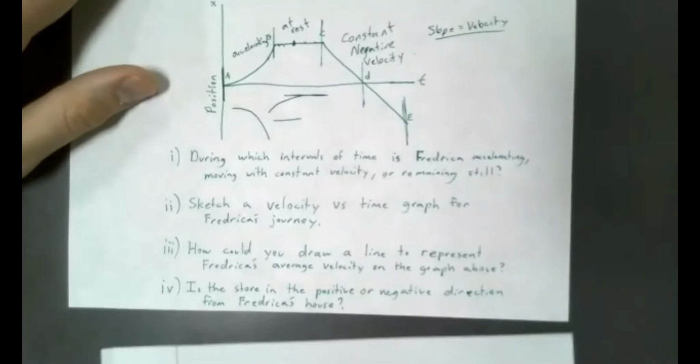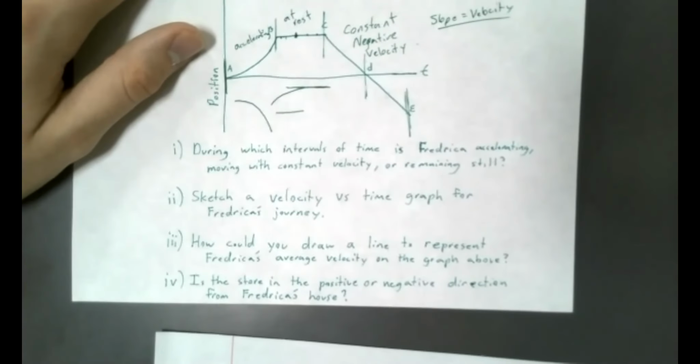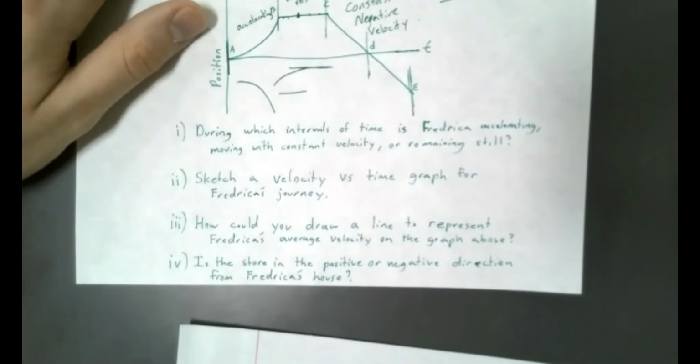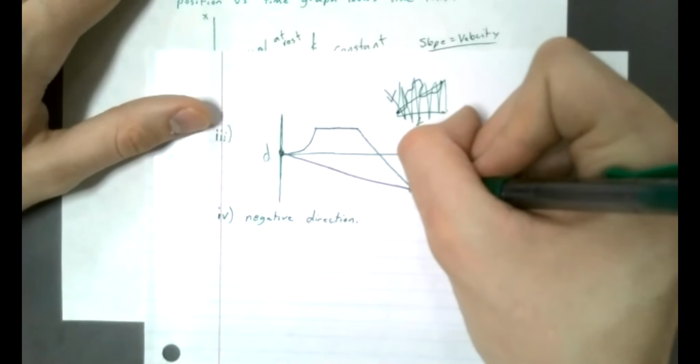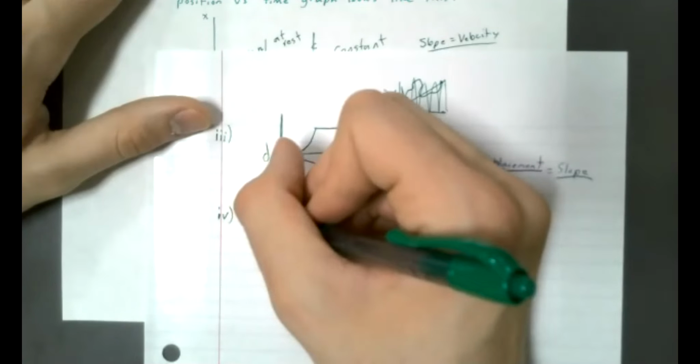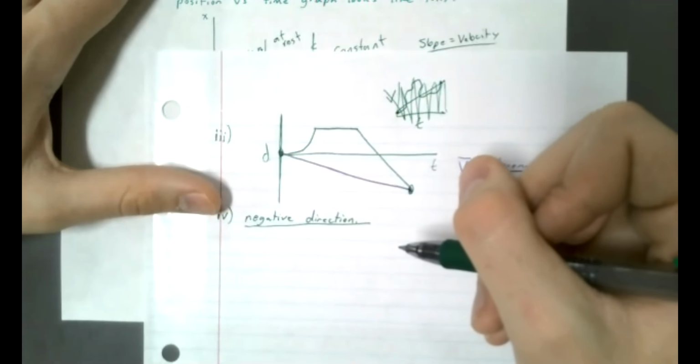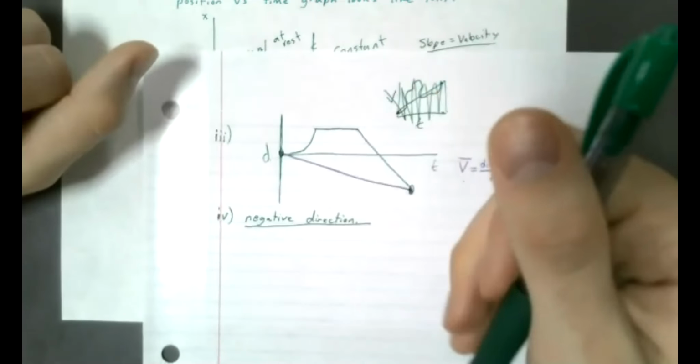Okay. And then the last question, is the store in the positive or negative direction from Frederica's home? Well, it starts here at 0, ends at a negative location, so therefore it had to be in the negative direction because she went negative overall in her journey. So I hope this question makes sense.